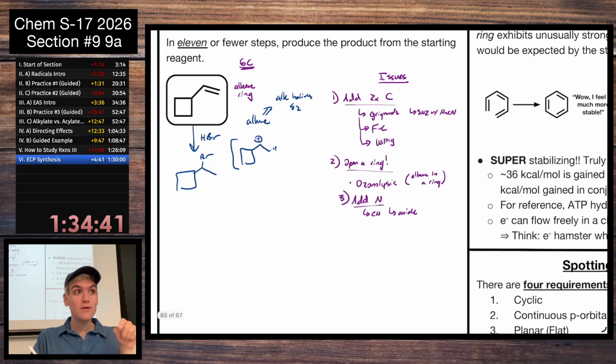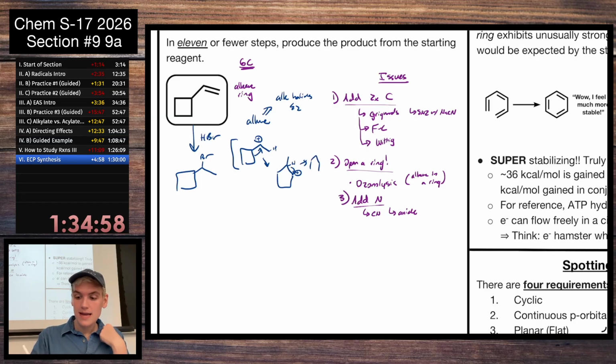Hell yeah. We have a carbocation next to a strained ring. It's going to open up. We now have a 5-membered ring here in a carbocation. Is this going to rearrange further? Hell yeah. It's going to do a hydride shift. So now we have a 5-membered ring with our carbocation here.